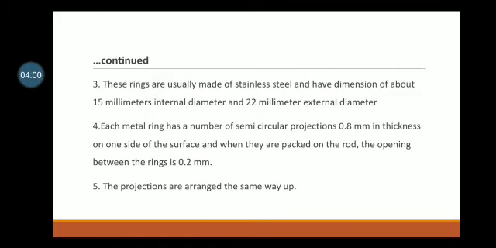These rings are usually made up of stainless steel and have dimension of about 15 millimeters internal diameter and 22 millimeter external diameter. Each metal ring has a number of semicircular projections 0.8 millimeter in thickness on one side of the surface, and when they are packed on the rod, the opening between the rings is 0.2 mm. The projections are arranged the same way up.